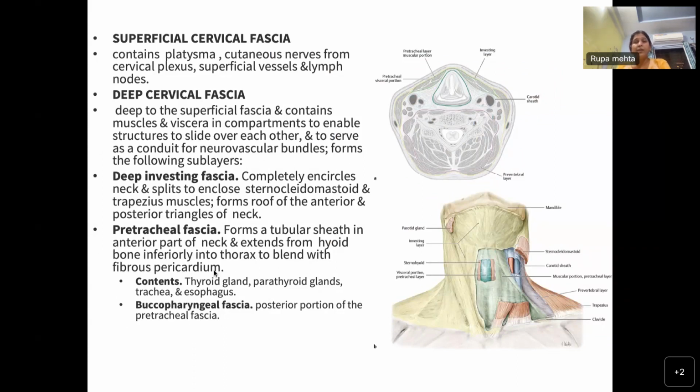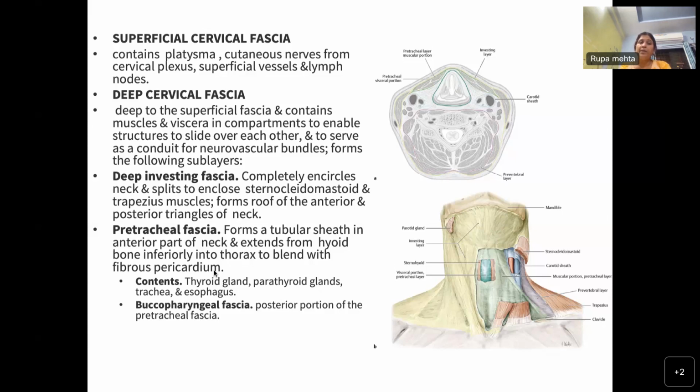So cervical fascia has superficial and deep layers. Now the superficial cervical fascia contains the platysma, cutaneous nerves from the cervical plexus, superficial vessels, and lymph nodes. The deep cervical fascia is further divided into three: the deep investing fascia, the middle layer, and the deep layer. The investing fascia, or the superficial layer of deep cervical fascia, encircles the neck and splits to enclose the sternocleidomastoid and trapezius muscles, and forms the roof of the anterior and posterior triangles of the neck.